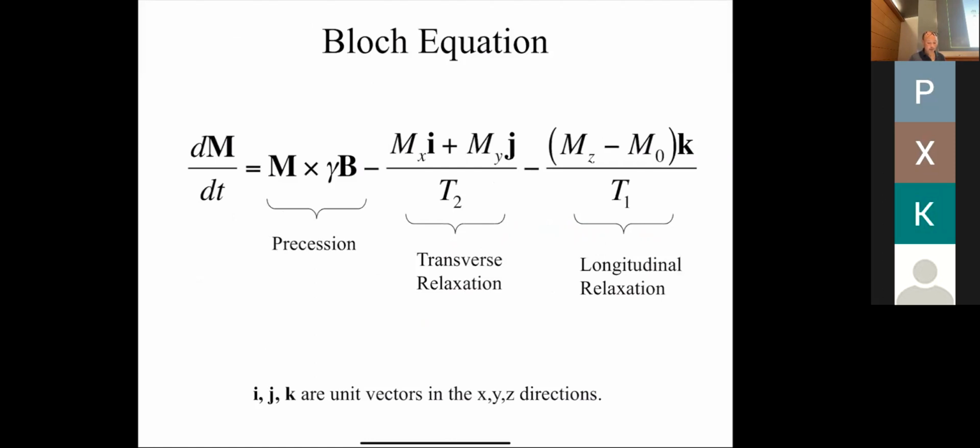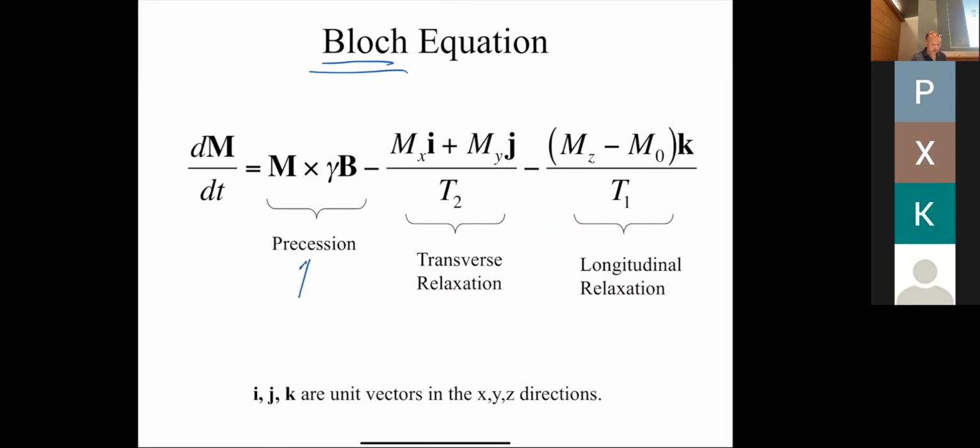Now we can put everything together in what's called the Bloch equation. Just a reminder, Felix Bloch was one of the discoverers of NMR. He won the Nobel Prize for this discovery along with Edward Purcell. So this equation is named after him. It is basically what governs all of NMR. We're just going to take a quick look through it.